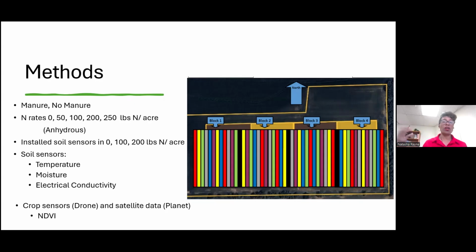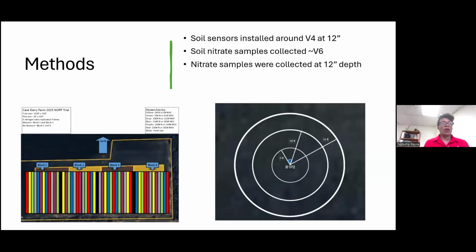In addition, we were still in training on using our drone, so we had to go retrieve satellite data instead. But what we looked at in particular in this case is the NDVI. All right, so the soil sensors were installed at around V4 growth stage. We collected soil nitrate samples around V6.